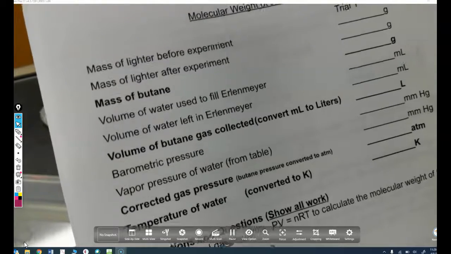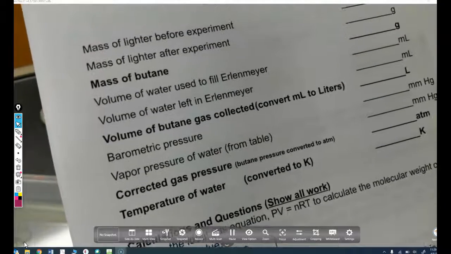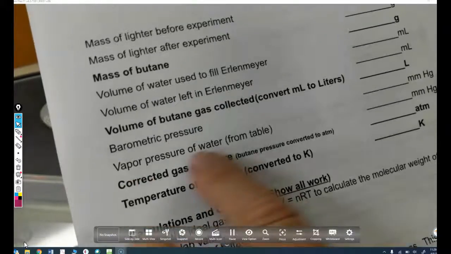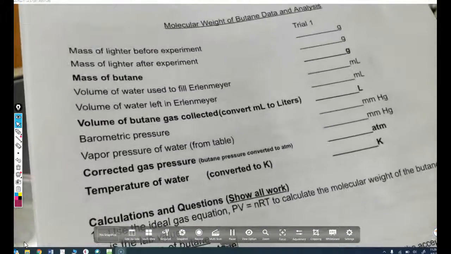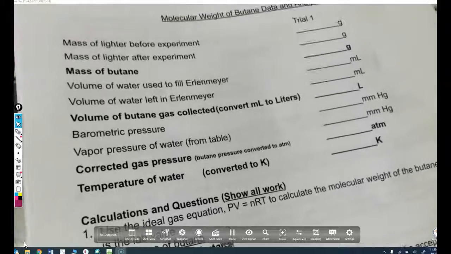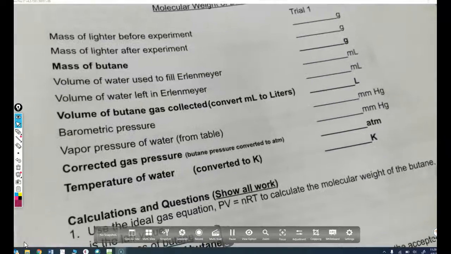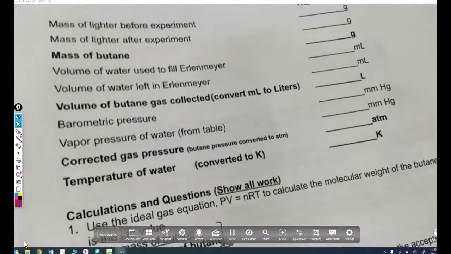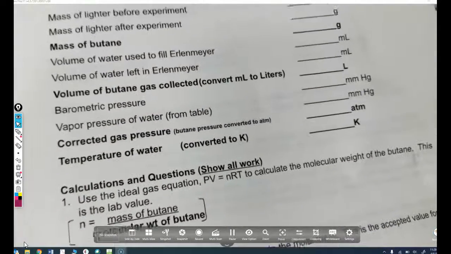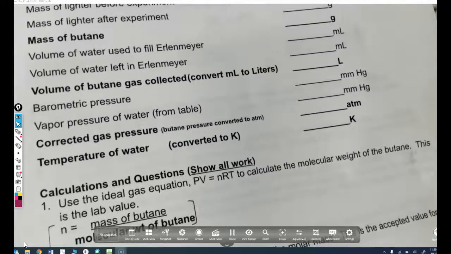Now, we are going to have to be able to find the vapor pressure of the water from a table. And that is because when we have a gas collected over water, we have to subtract the additional water vapor that might be entering that gas. And so we are going to do that part next by showing you a table of the water vapor.